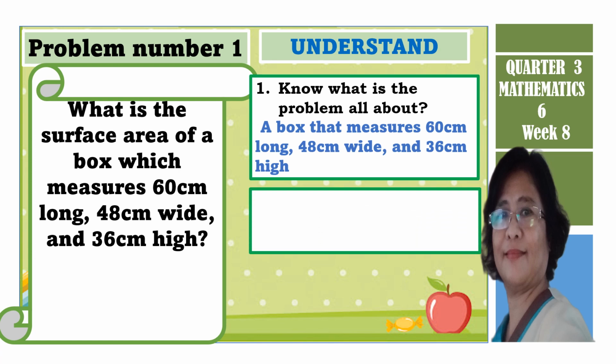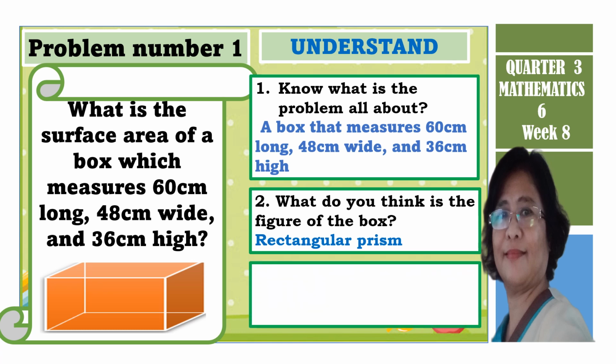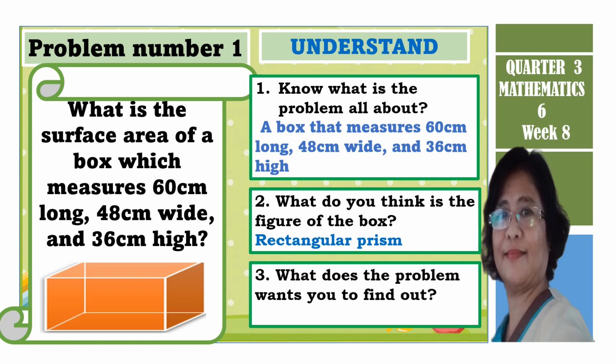What do you think is the figure of the box? Using the given numbers, 60 centimeters long, 48 centimeters wide, and 36 centimeters high, they have different sizes. Do you have the clue now? What is the figure of the box? Very good. It is a rectangular prism. So therefore, what does the problem want us to find out? The problem wants us to find out the surface area of the box.